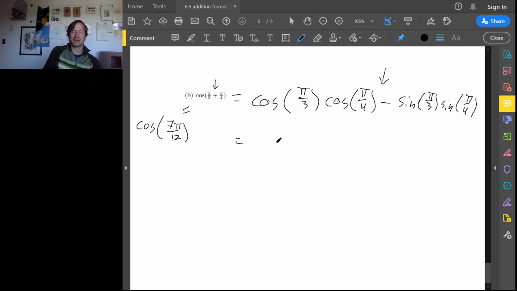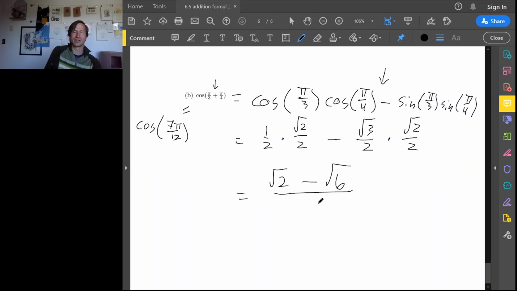And now we can evaluate all of these. Cosine pi over 3 is a half. Cosine pi over 4 is root 2 over 2, minus sine pi over 3 is square root of 3 over 2. And sine of pi over 4 is root 2 over 2. And then putting this all together, we get root 2 minus root 6 over 4.